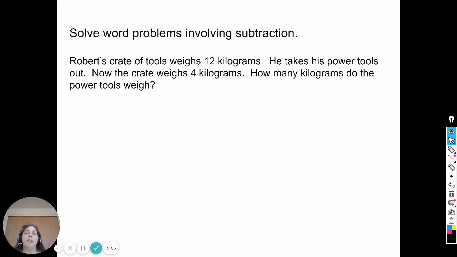Now let's go ahead and move on to a subtraction problem. Robert's crate of tools weighs 12 kilograms. He takes his power tools out. Now the crate weighs 4 kilograms. How many kilograms do the power tools weigh?